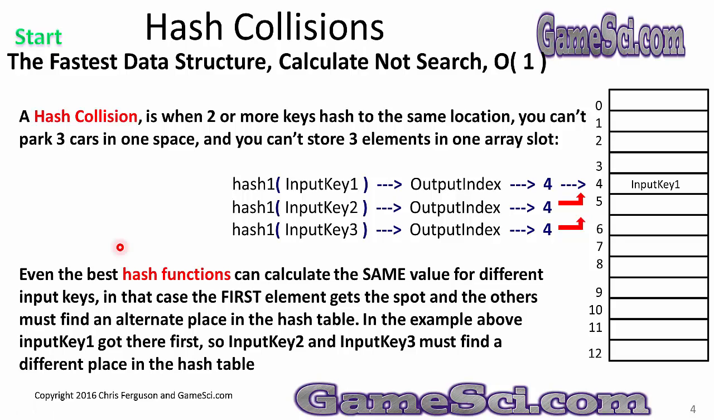Even the best hash functions can calculate the same value for different input keys. In that case, the first element gets the spot, and the others must find an alternative place in the hash table. In the example above, input key 1 got there first, so input key 2 and input key 3 must find a different place in the hash table.